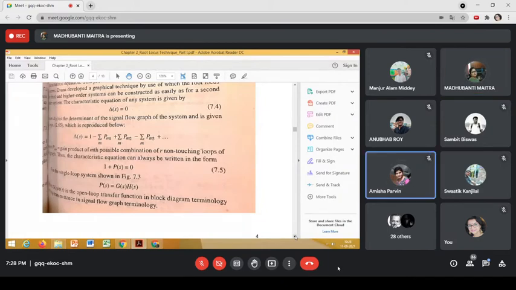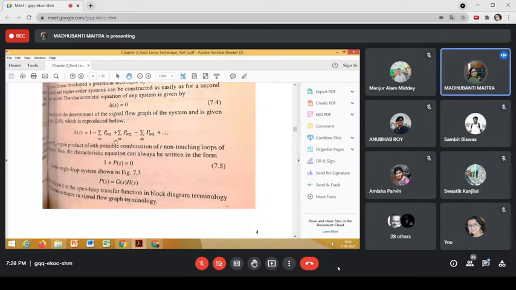Done, ma'am. Okay. So you see, this equation can be written in a compressed form as 1 plus Ps is equal to 0. All these P's combined together can be represented as Ps. So this is the characteristic equation for a multi-loop system. Multi-loop system means more than one feedback path.